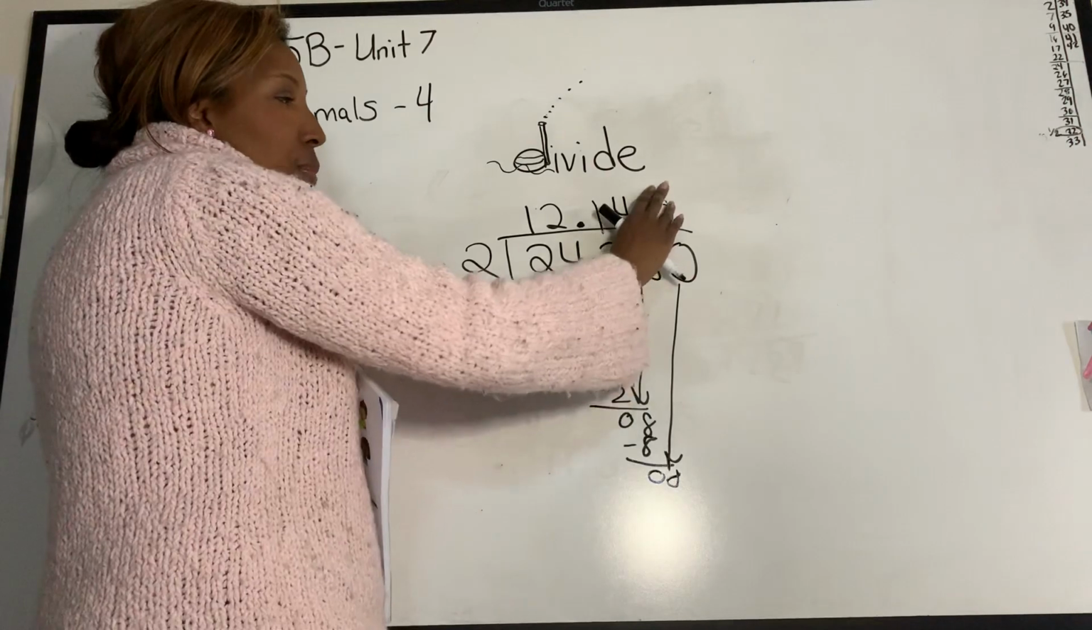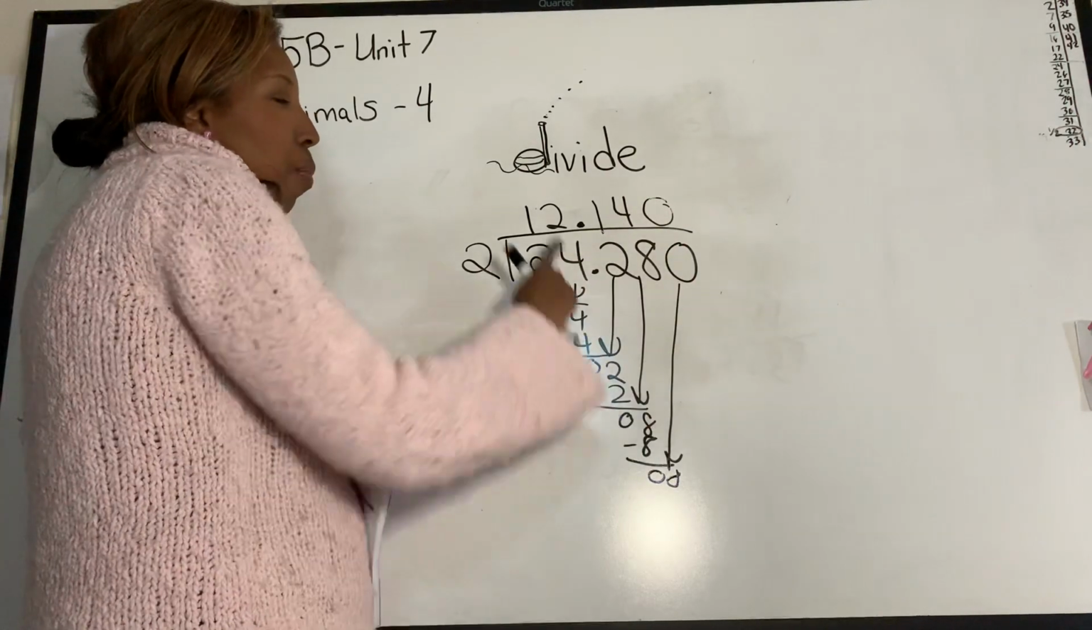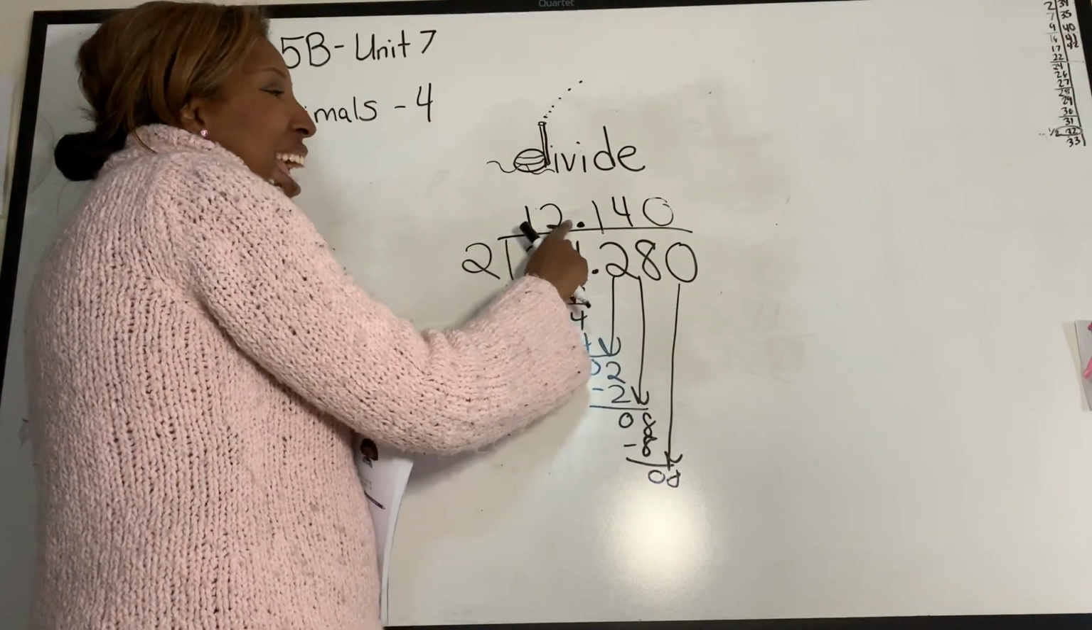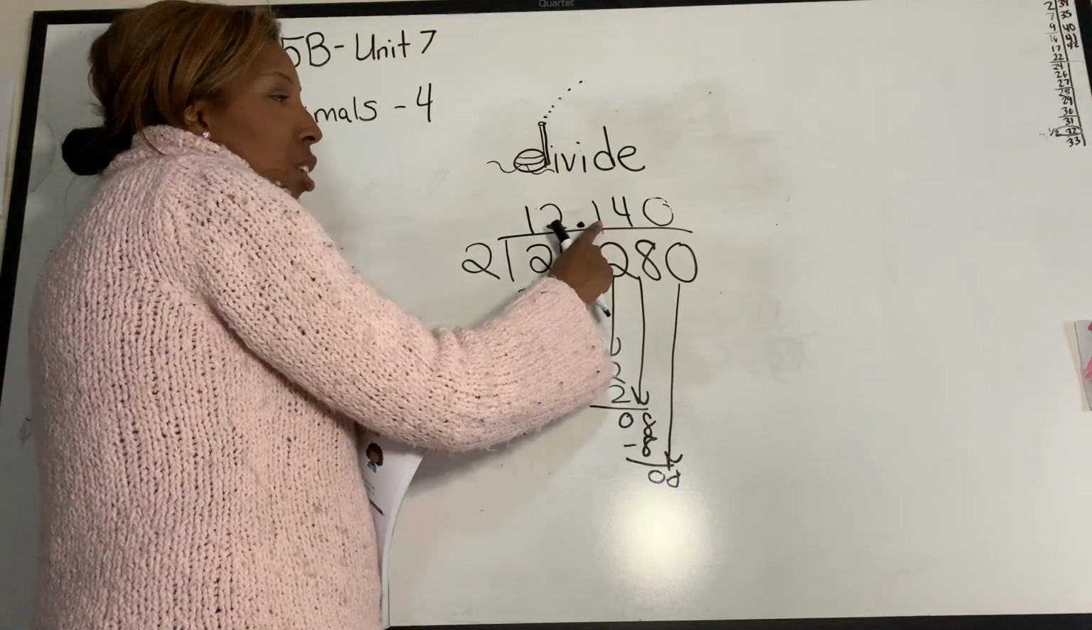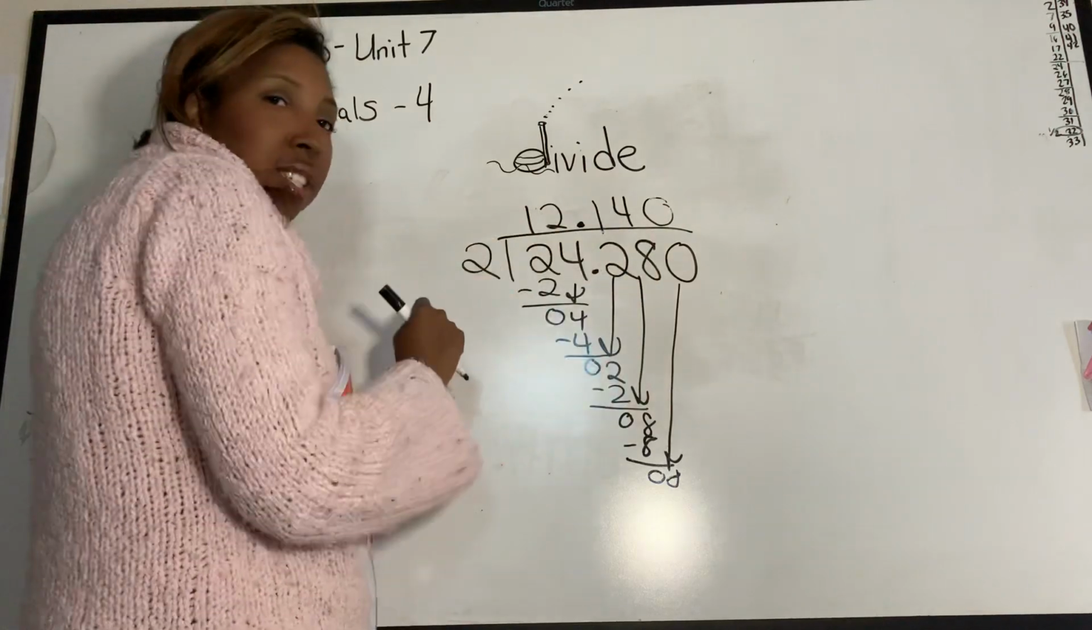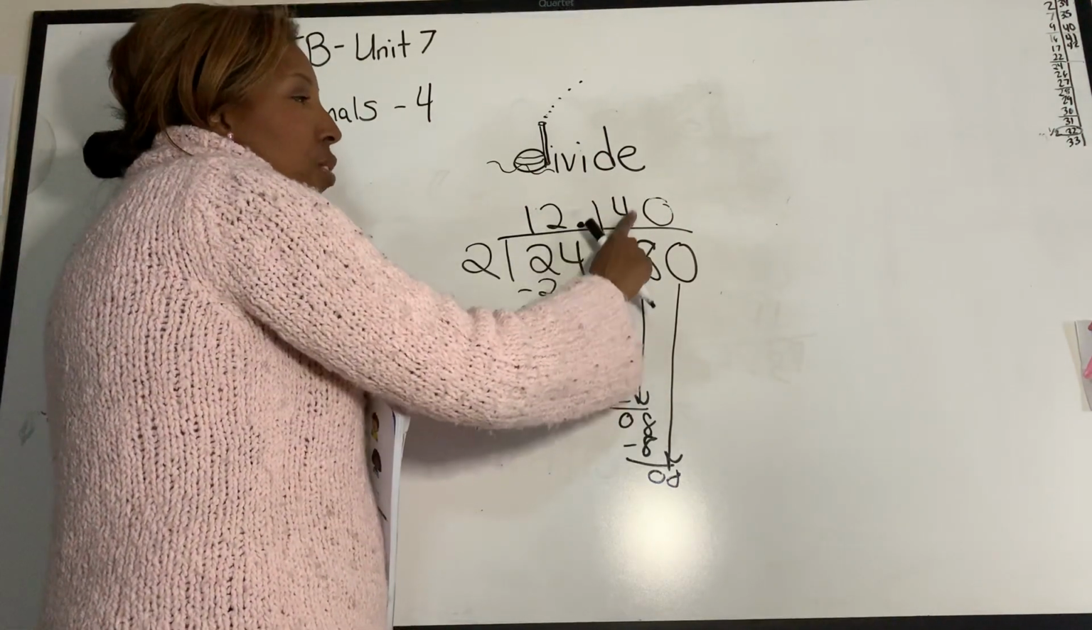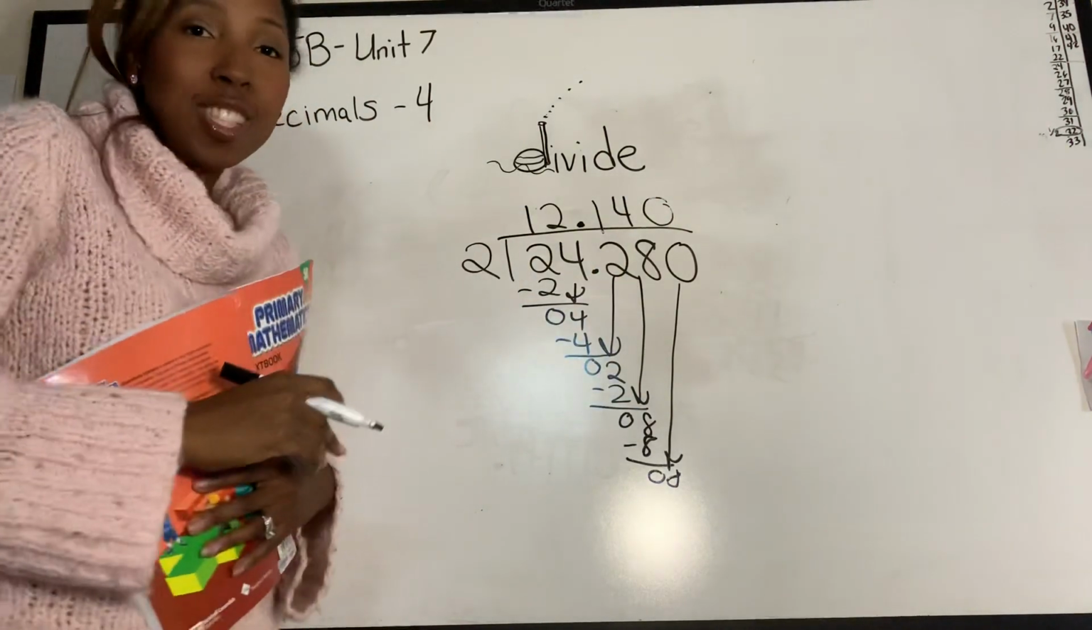Notice how every spot is covered. I cannot have something with nothing on top of it. My answer would be 12 and 140. So I have tens, hundreds, thousands. So 12 and 140 thousandths. And that's all it is.